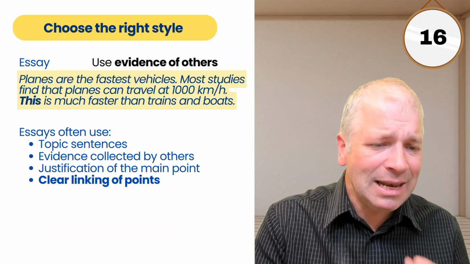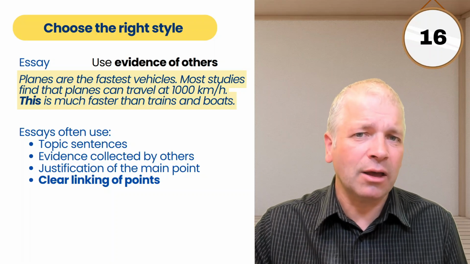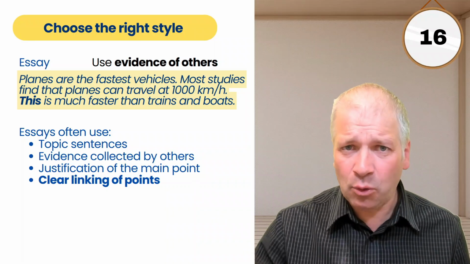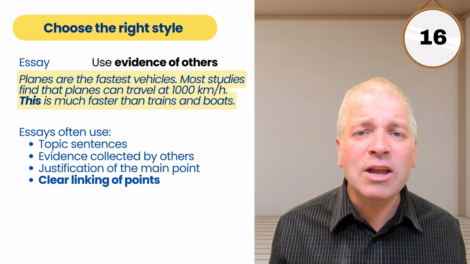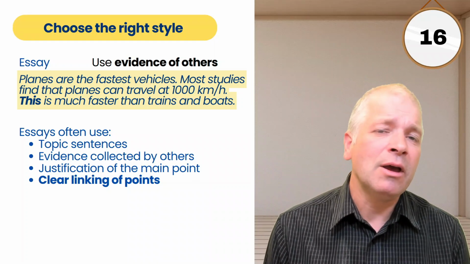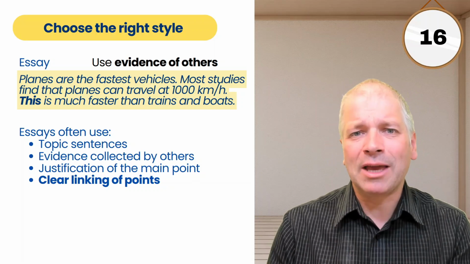And there's clear linking of points. We'll use words that help to link from one sentence to another. We may use some of the subordinators or conjunctive adverbs that we looked at earlier, but there's a whole range of referring devices that we might use too, such as "this." This links the information from the sentence before to the information that's coming after.